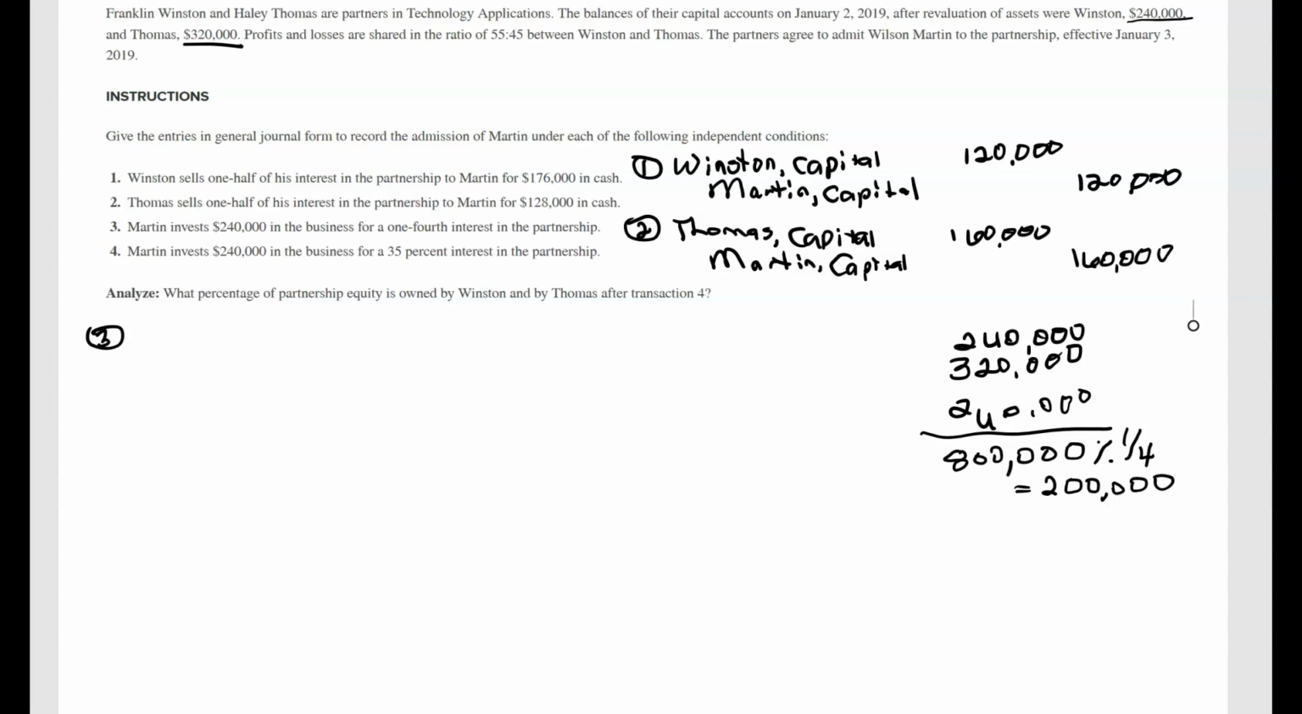This is going to be 2 transactions. It technically can be put into one, but the way we're going to do it is in 2 separate transactions. The first thing we're going to do is record the cash investment. He invested $240,000, so we're going to debit cash $240, and we're going to credit his capital $240.